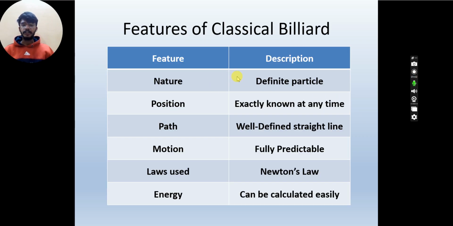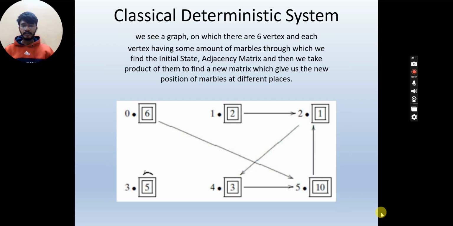Features of classical billiard. Its nature: a definite particle. Position: exactly known at any time. Path: well defined, a straight line. Motion: fully predictable. Laws used: Newton's law. Energy can be calculated easily.